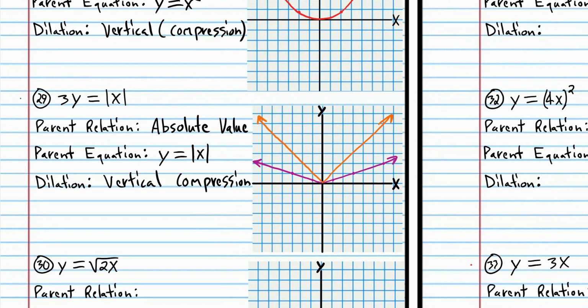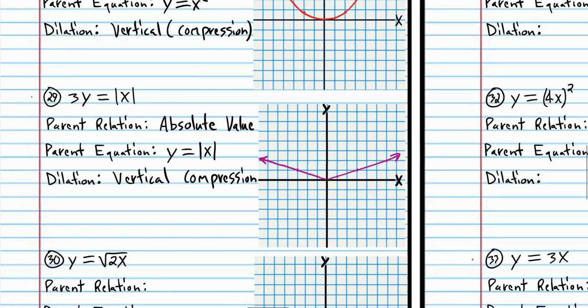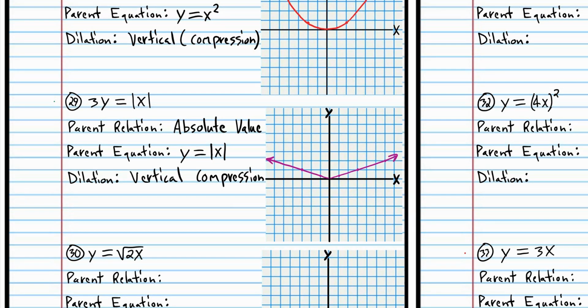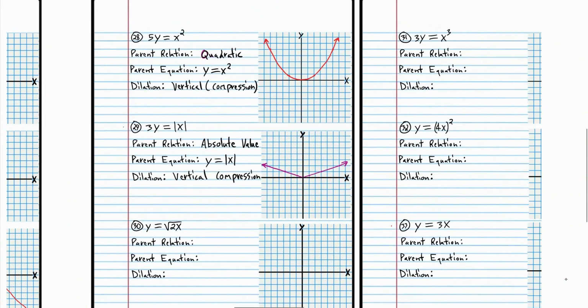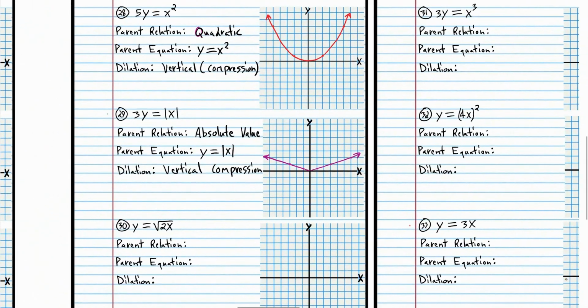So this was a vertical compression, which means that we pushed down on the orange graph to get to the purple graph. So if you got that one right, good job. Okay, go ahead and try number 30. When you come back, we'll do it together.